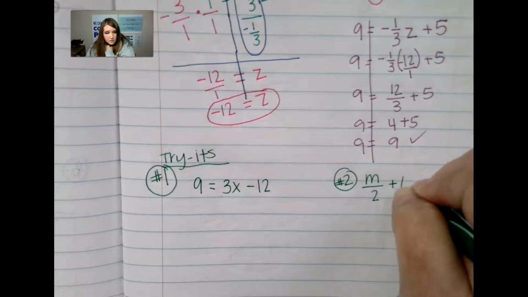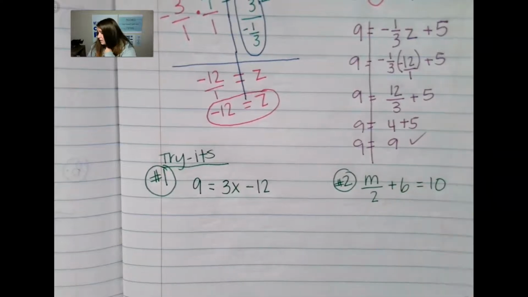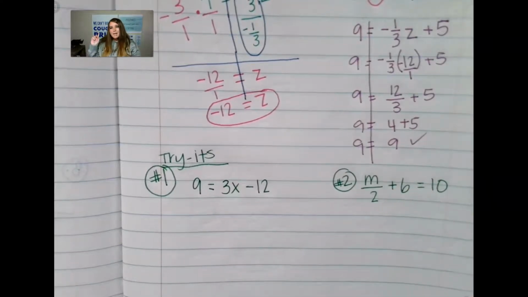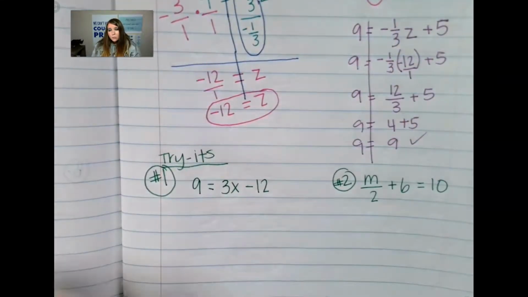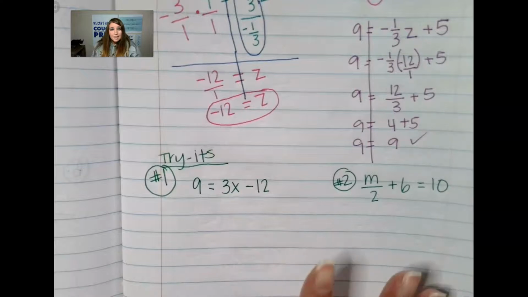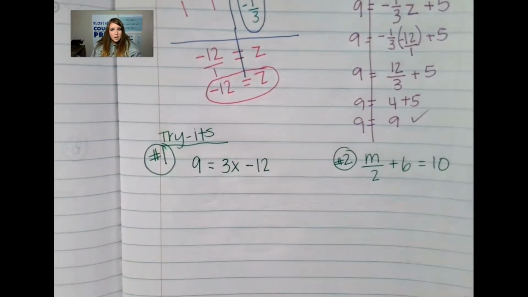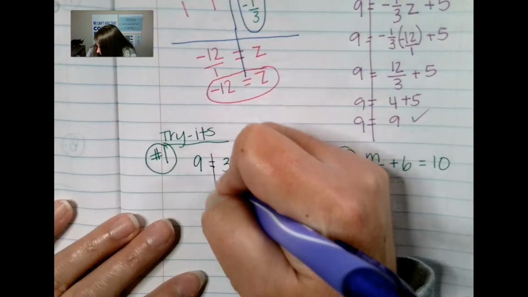plus 6 equals 10. All right, go ahead and hit pause right now so you don't hear me solving these. Go back, use your steps and your notes to help you solve these so that you can try to get them correct. If you're stuck, mark the areas that you are stuck in. All right, here we go.